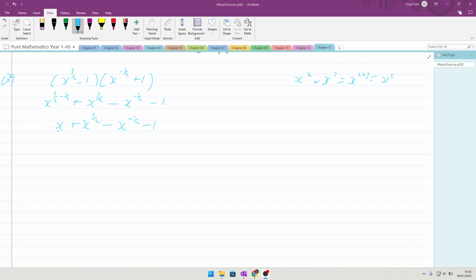Now they want dy by dx of that if it was equal to y. So dy by dx is going to be 1 for the x term plus 3 over 2 x to the power of a half, because 3 over 2 minus 1 is a half, plus a half x to the minus 3 over 2.